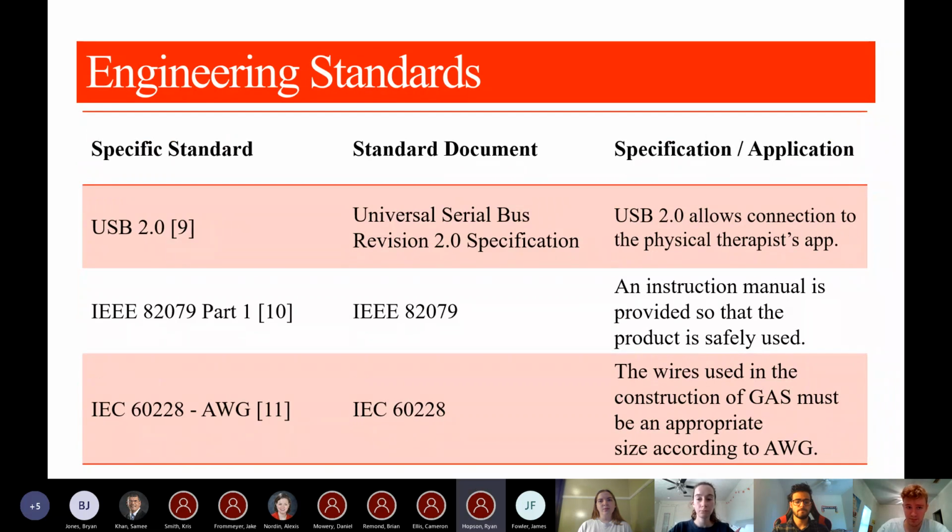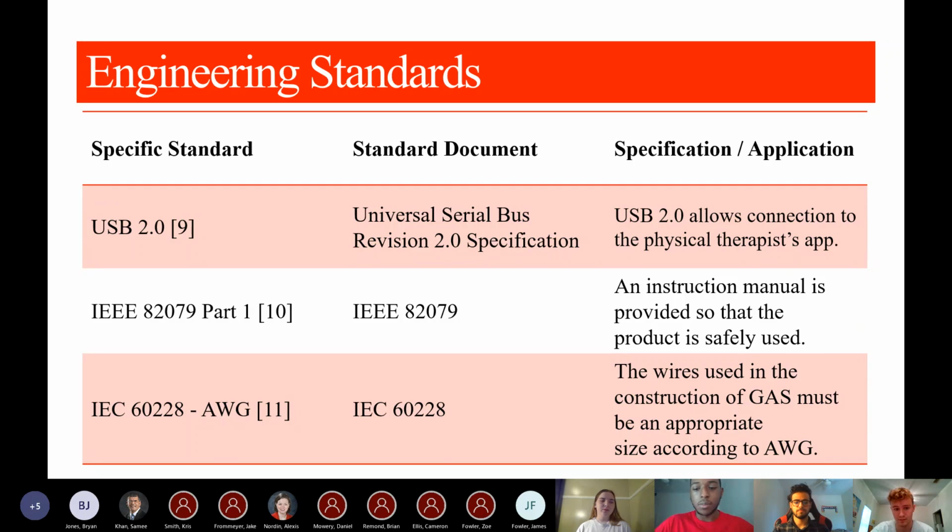And lastly, we have our engineering standards. But first is the universal serial bus. We're going to use a 2.0 connection, and that's just to make sure we're compatible with any USB 2.0 wires out there.